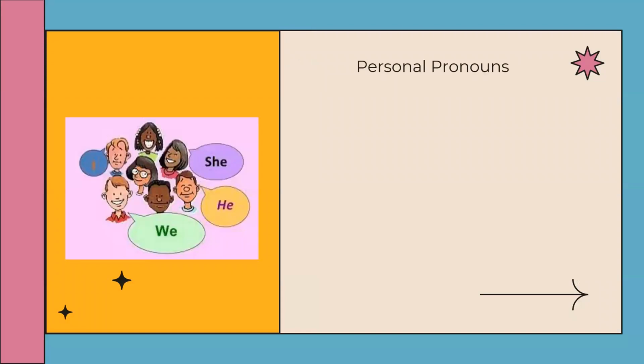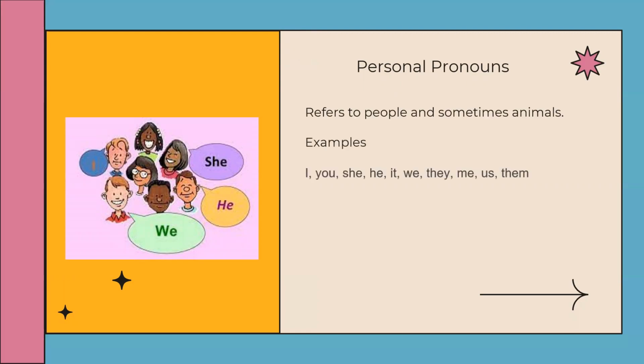The personal pronoun, as you can see from this picture, refers to people. So I, we, she, and he. It also sometimes refers to animals, or it refers to objects. So let us take an example over here. As you can see, these are the different types of personal pronoun. So I will frame a sentence and I'll show you. I am afraid of dogs.